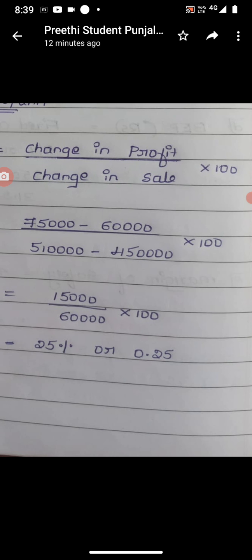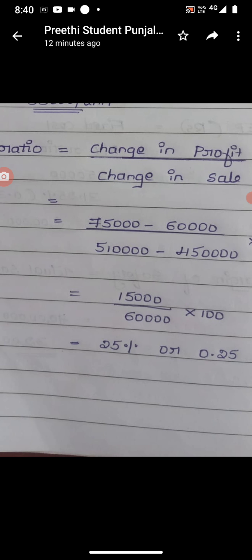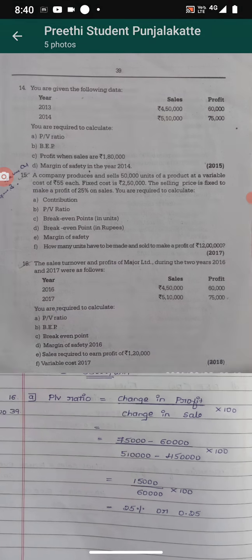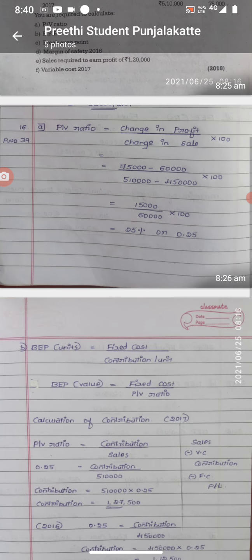So 2017 profit is 75,000 and 2016 is 60,000, divided by 5,10,000 sales of 2017 and 4,50,000 sales of 2016, into 100. So you get a percentage of 25. So this is 25% or 0.25. So now we have PV ratio, right? PV ratio formula you all remember.